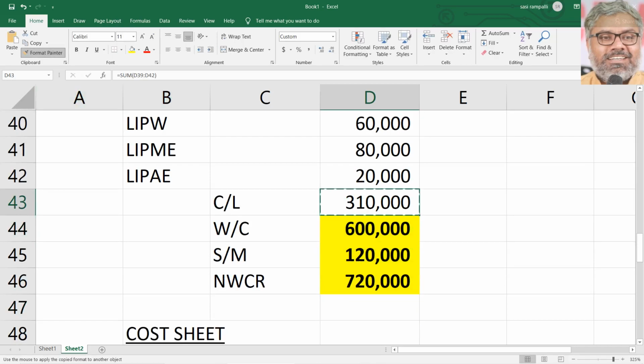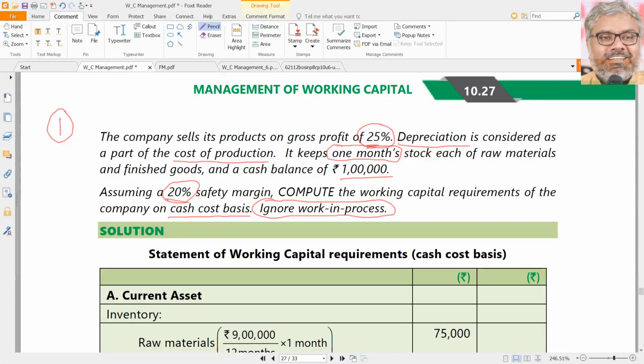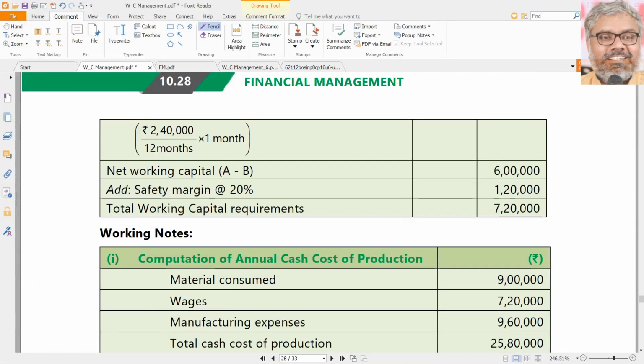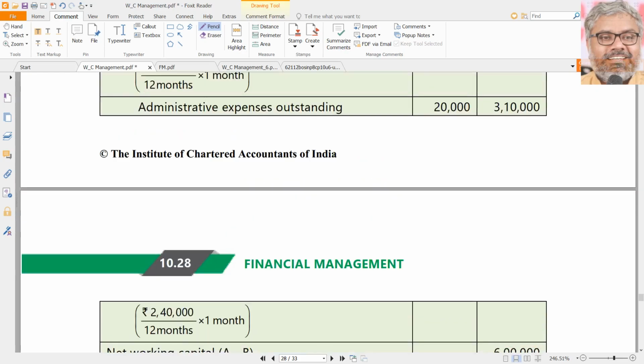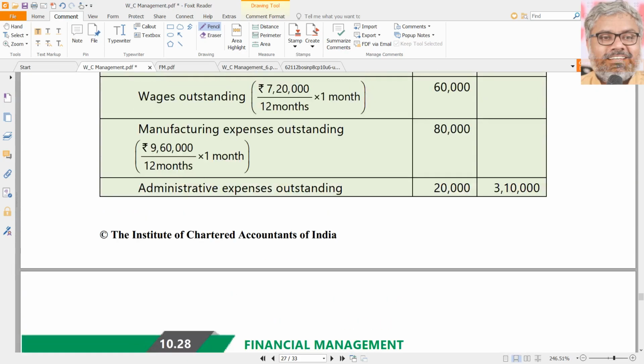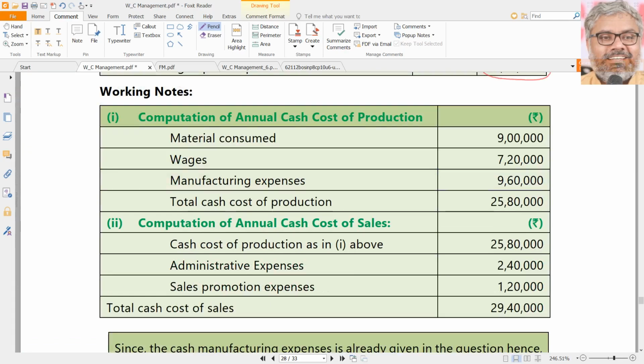So the final answer here will be 7,20,000. That is the net working capital required. That is the answer. Working capital requirement 7,20,000. Simple. But we need to calculate the core things carefully. What is the core thing? Core thing is here. Here this is the core thing.